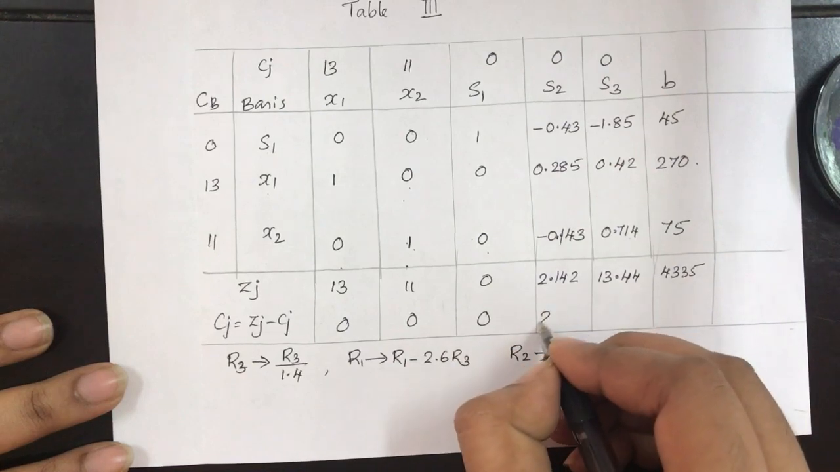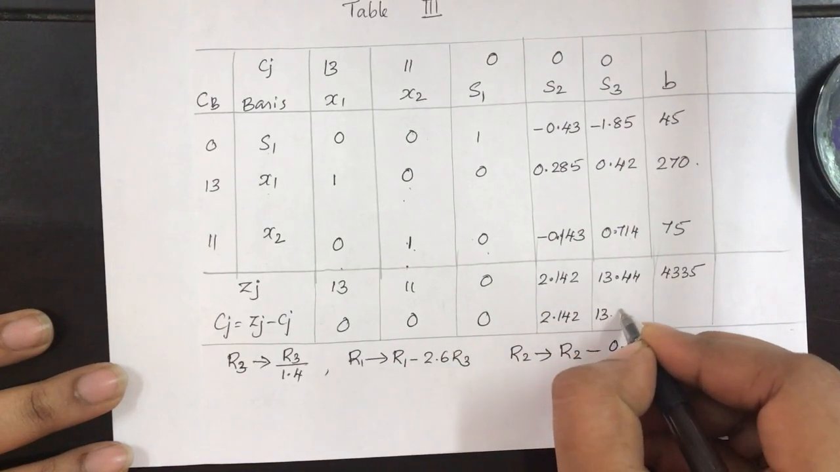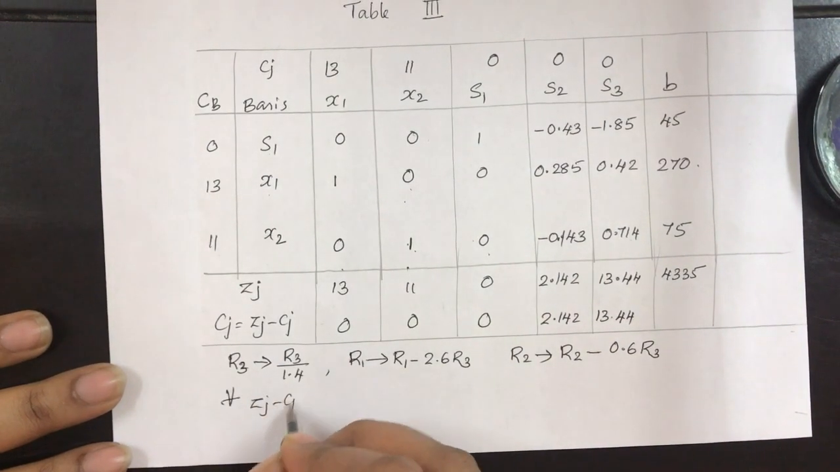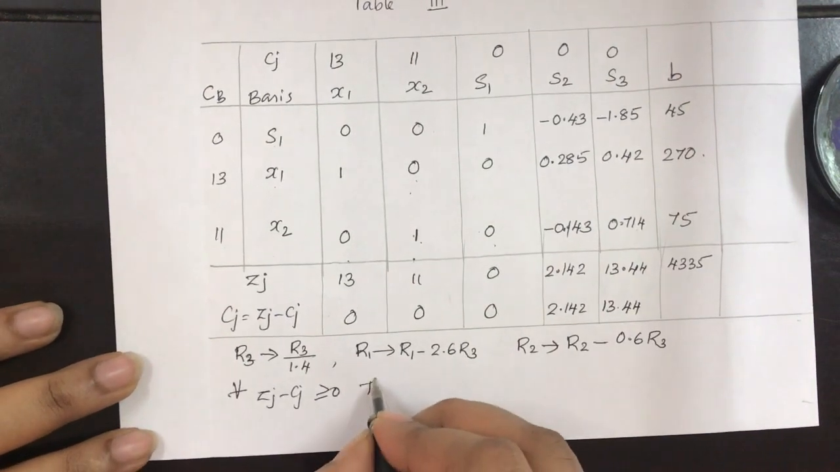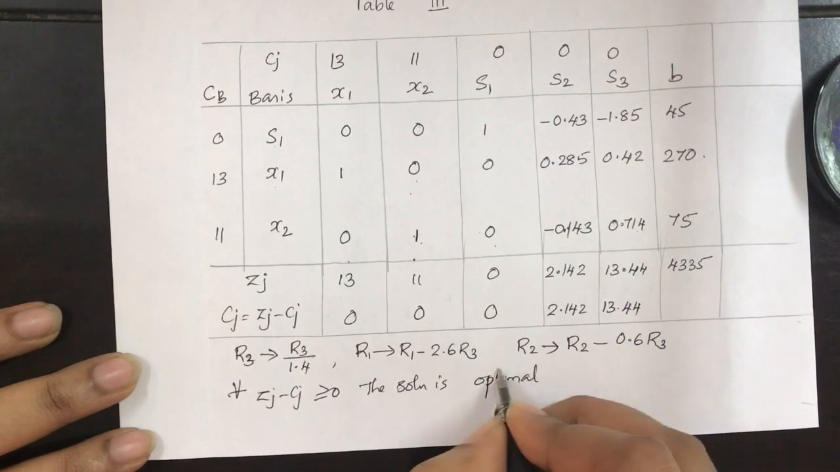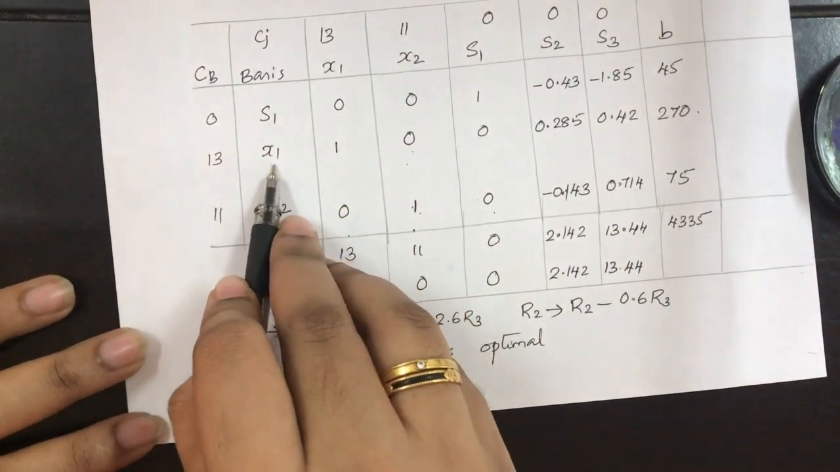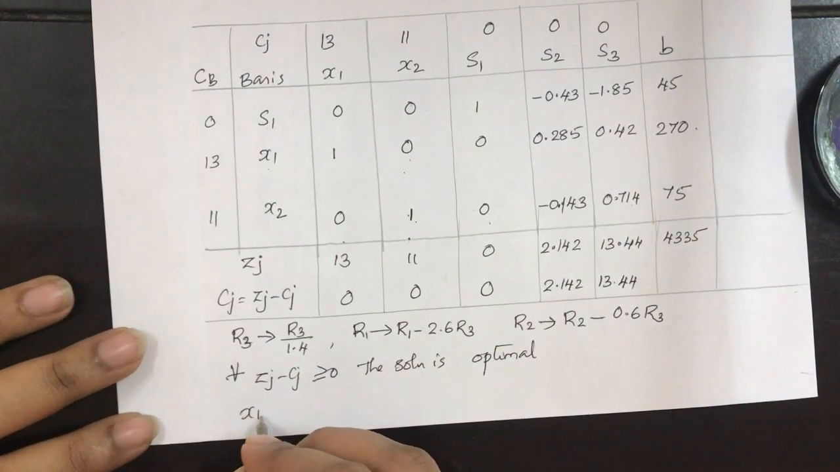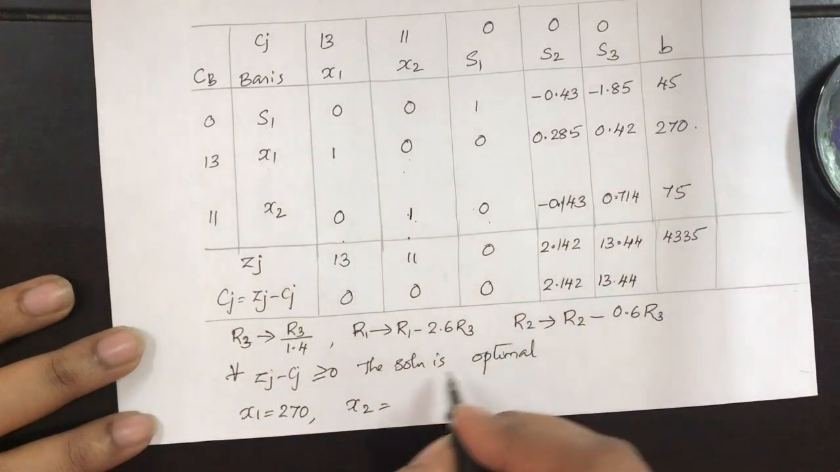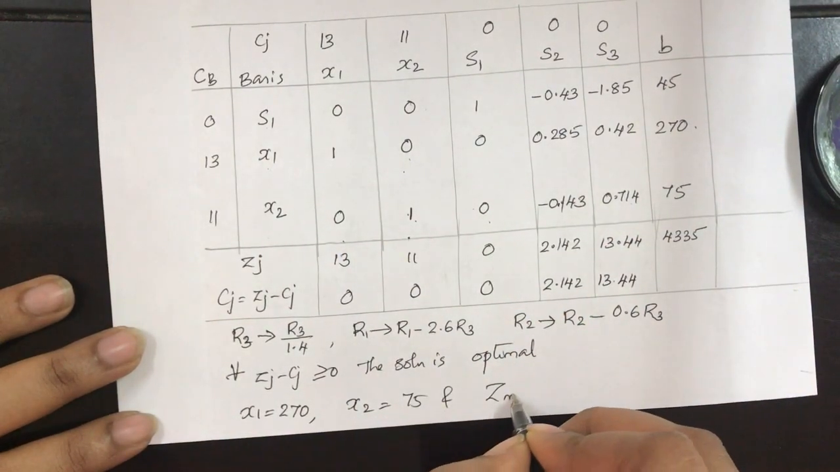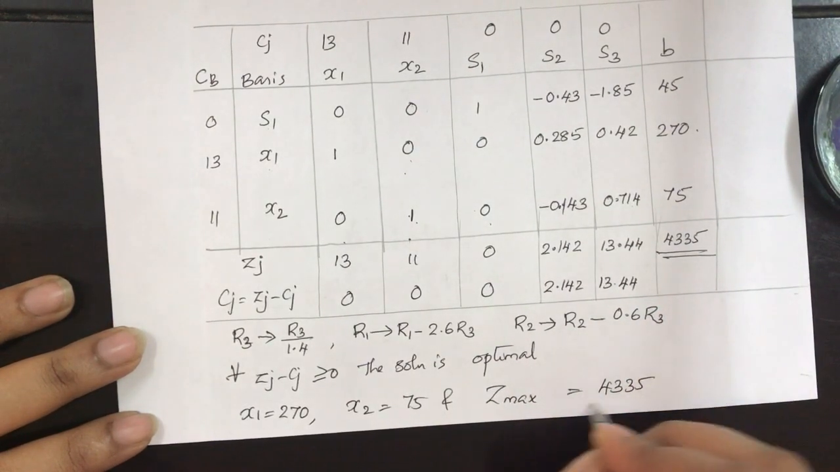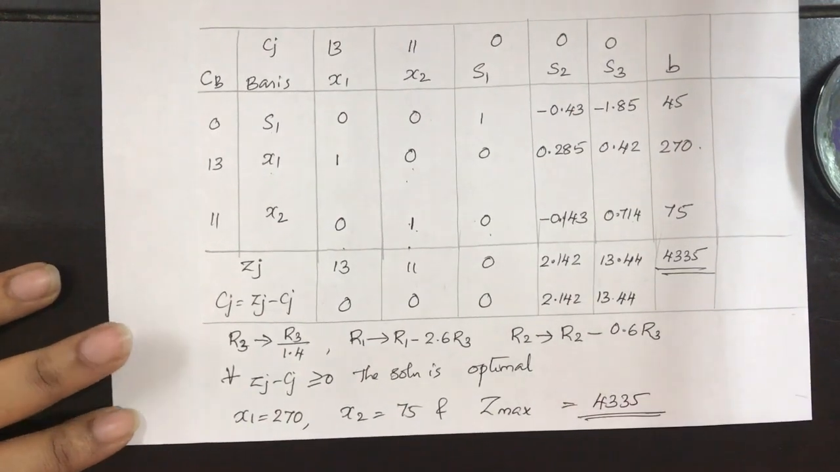Then capital Cj equal to Zj minus Cj, 13 minus 13, 0, 11 minus 11, 0, 0 minus 0, 0, 2.14, 13.45. Since all Zj minus Cj values are greater than or equal to 0, the solution is optimal, and the solution is x1 is equal to 270, x2 is equal to 75, and Z max is equal to 4335. Okay, thank you.